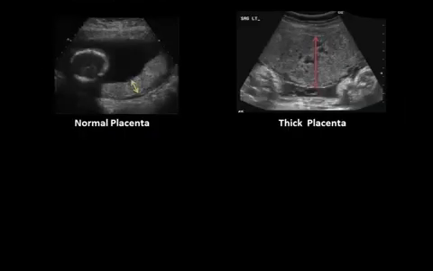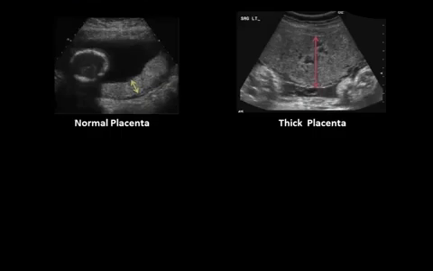Placental thickness tends to gradually increase with gestational age in a linear fashion. Sonographically, this can be seen to be approximately 1 mm per week. And the thickness of the placenta can be used to approximate gestational age. The maximum thickness of a normal placenta at any point during pregnancy is often considered to be 4 centimeters.